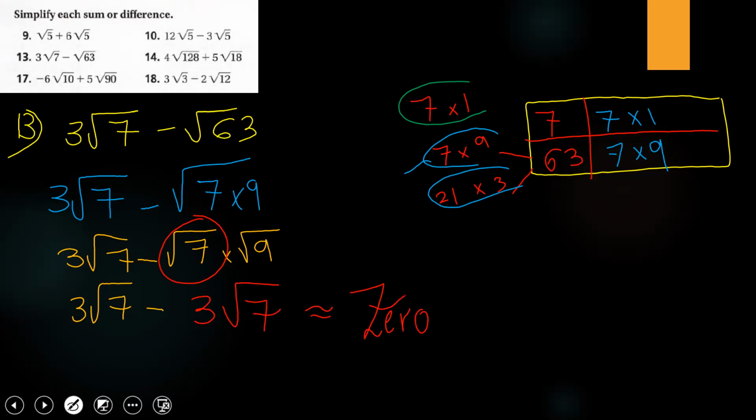Teacher, why 0? 3 minus 3? Here you said it is square root of 7 only. Okay, and 3 minus 3? 0. 0 multiplied by square root of 7 is 0. Yeah. Okay, teacher.